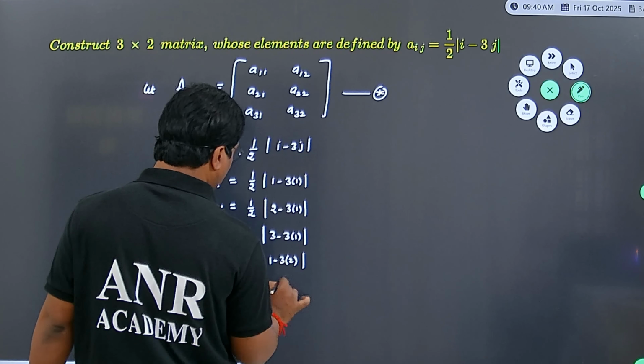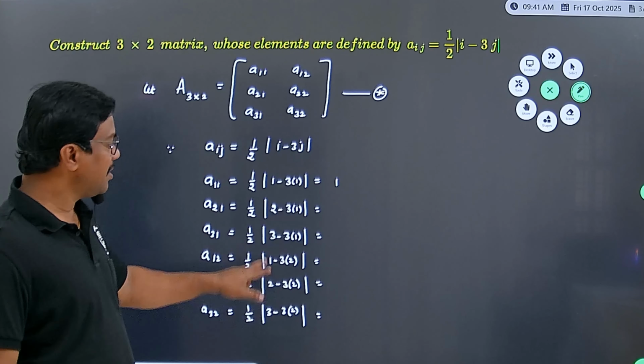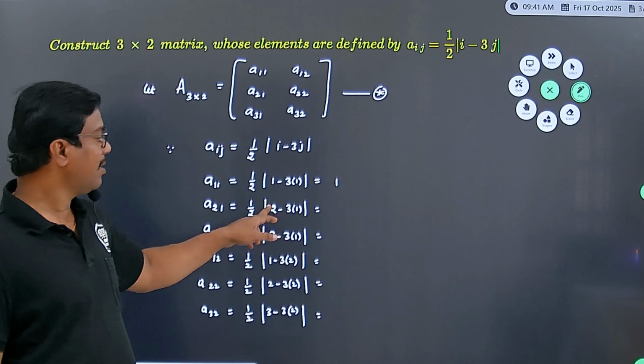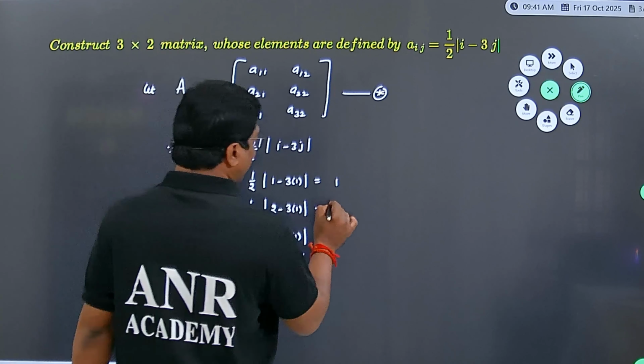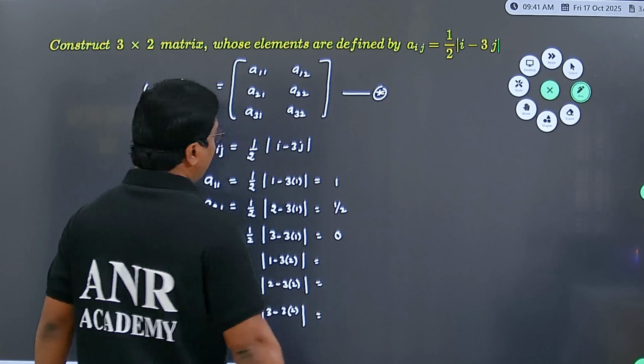This is 1 minus 3, that becomes minus 2. Modulus minus 2 is 2, divided by 2 gives the result 1. Inside the modulus you have 1 minus 3, modulus minus 2, that is nothing but 2, divided by 2 gives the value 1. And this one is 2 minus 3, that is modulus minus 1, which becomes 1. 1 multiplied by 1 by 2 gives half. Next 3 minus 3, that is 0 here.